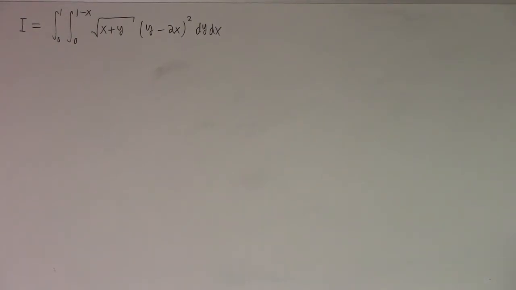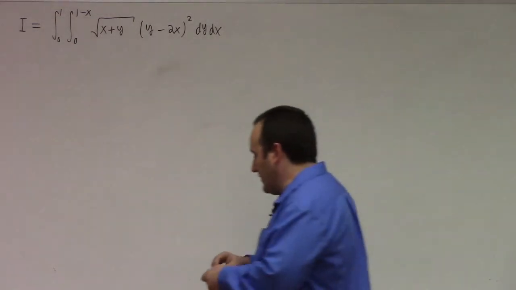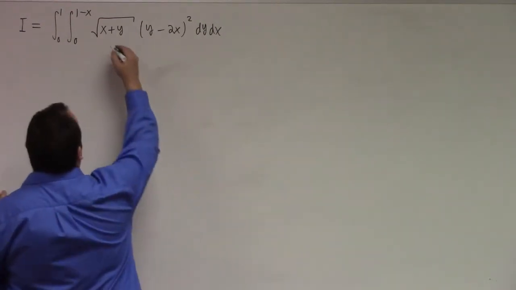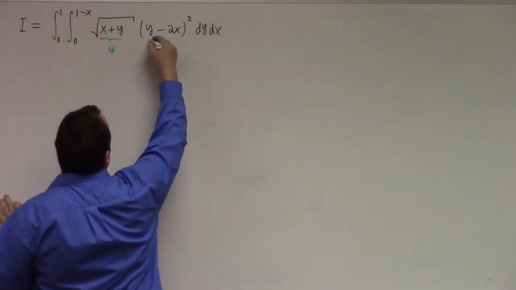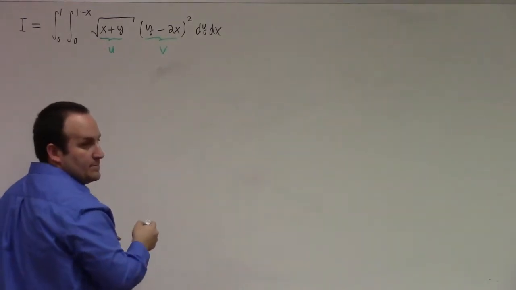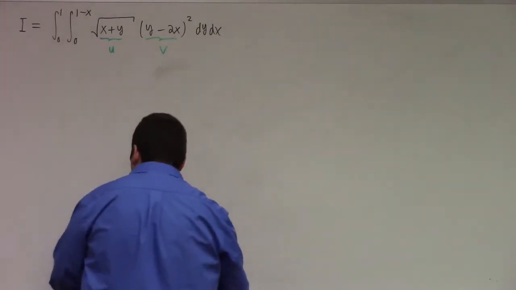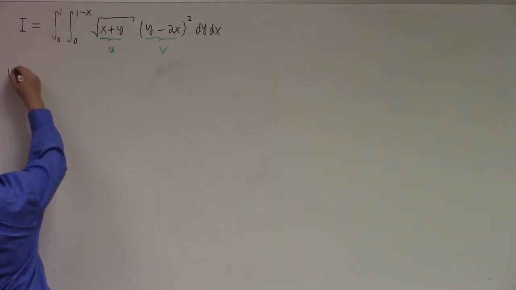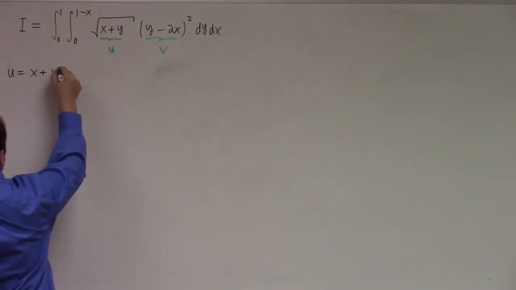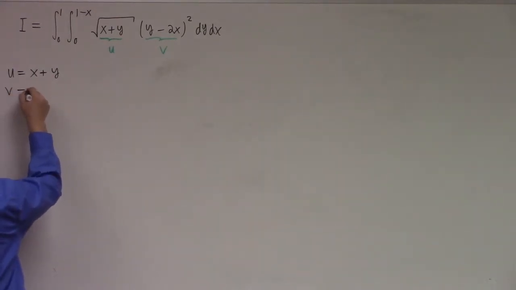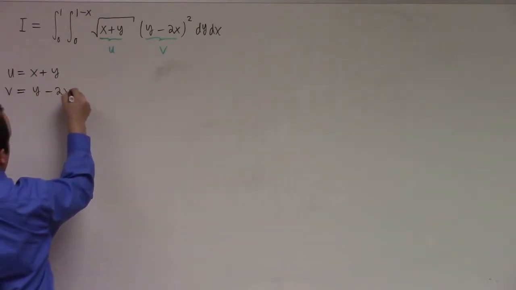Now this one, a lot of the substitutions we've done so far have been based on just looking at the bounds and going, aha, it's spherical, aha, it's cylindrical, right? This one, we're going to make a change of variables which is really just tailored to deal with the integrand. To make this integrand simpler, we can make a linear change of coordinates. Basically, we're just going to let this thing be u and let this thing be v. In other words, u is equal to x plus y, and v is equal to y minus 2x.